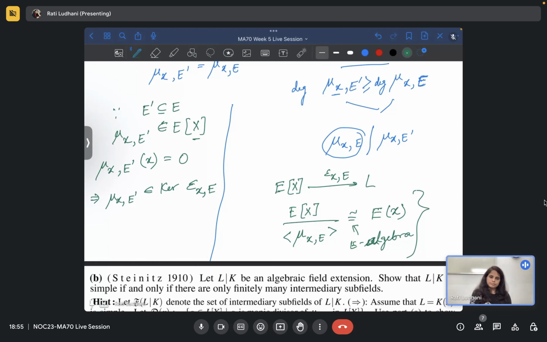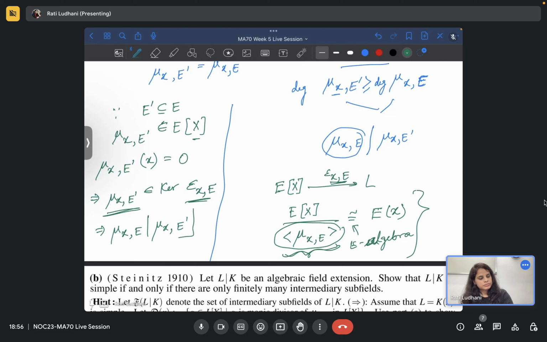Exactly. So this is also using the division algorithm somewhere. So mu(x, E') will be in the kernel of this map, and you know that the kernel is generated by mu(x, E). That means all the elements will be some multiple of mu(x, E). So this implies mu(x, E) will divide mu(x, E').